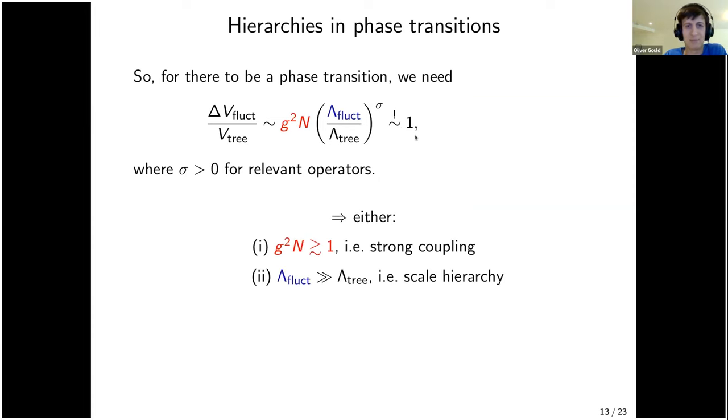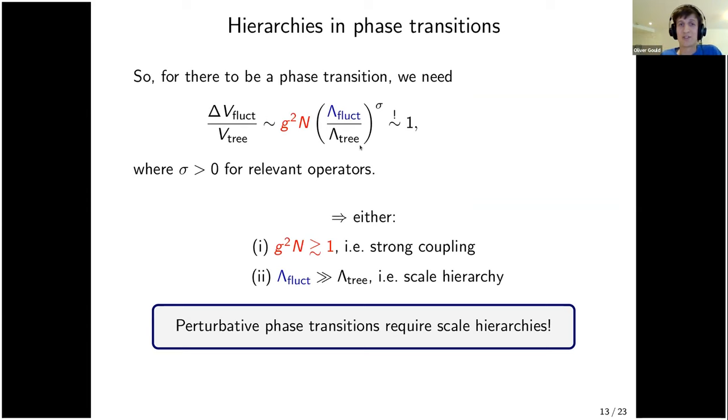Now, how can this happen? We've basically got two choices. Either we have strong coupling, in which case this is order one or more. Or if we demand that we have weak coupling because we want to be able to do some calculations, then this is small. And so for this to be order one, we need a hierarchy of scales. The energy scale of fluctuations must be UV compared to the energy scale of the phase transition. So if we want a phase transition in perturbation theory, there must be a scale hierarchy.